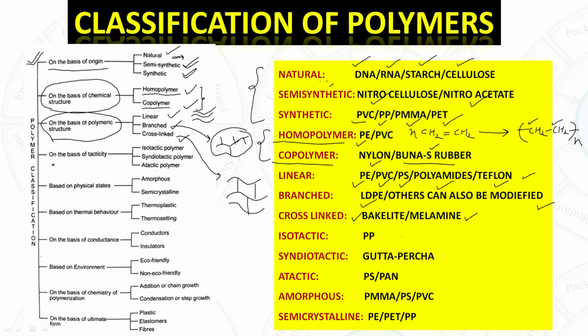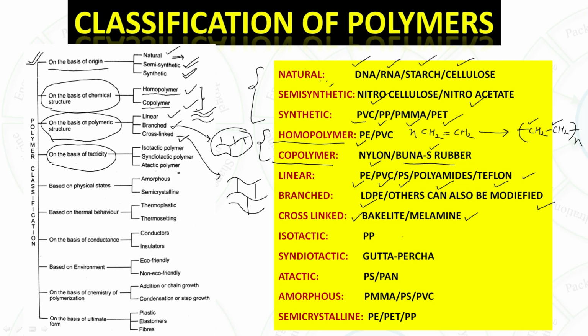Then there comes the classification on the basis of tacticity. See, tacticity is very, very important, and I have discussed this tacticity in pretty much detail in one of my earlier lectures, which I made only for this tacticity concept. So here you can see I am giving you the link in the description box also, and at the top right corner the link is also flashing for the tacticity. You can click on this link after the completion of this lecture, and you can find the link in the description box also. By going through this link you will know the detailed things about the tacticity.